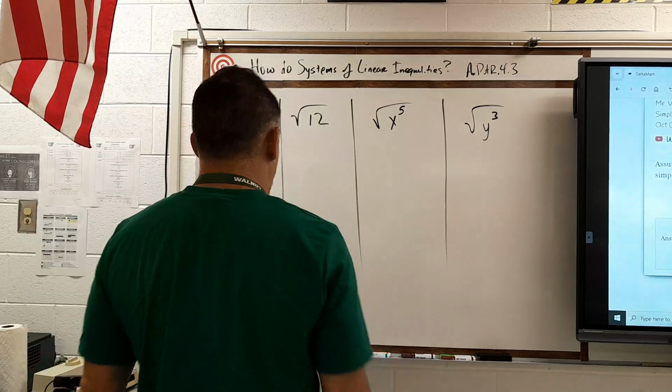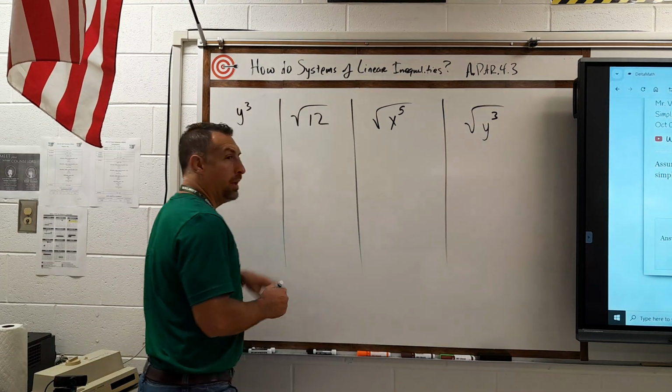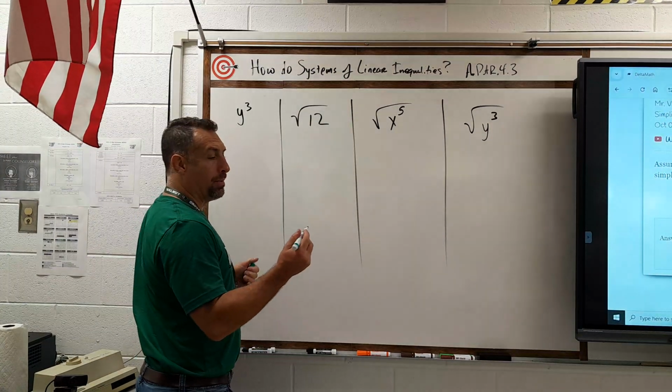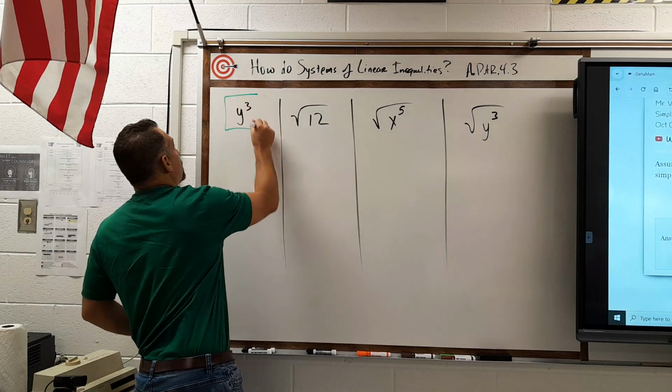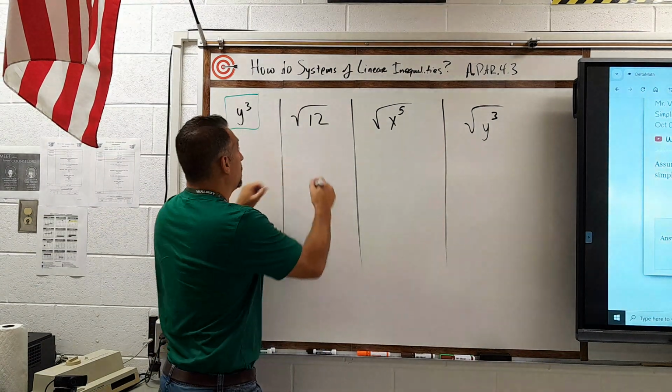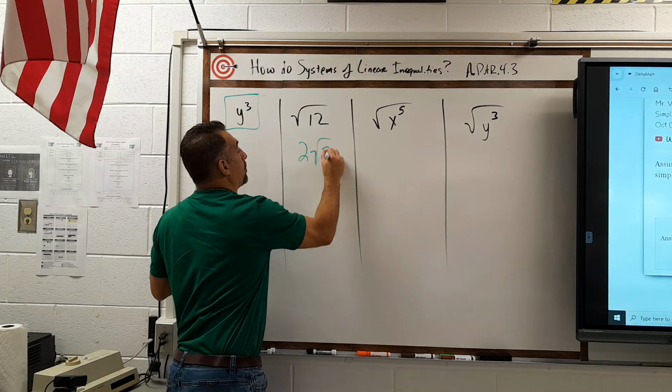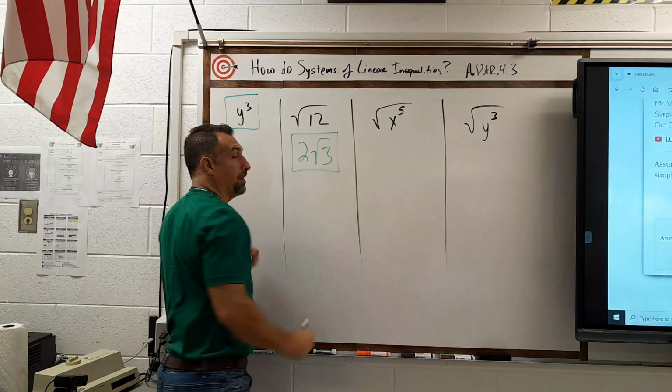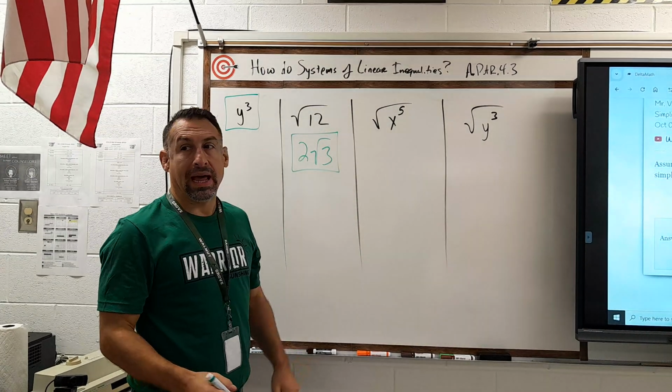So the first one is already simplified. We just got to remember to keep it with our final answer. This one you plug directly in your calculator. It will tell you 2 square root 3. And that's the end. We're kind of halfway done.